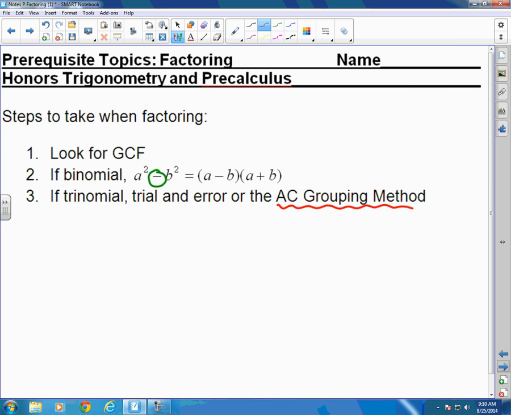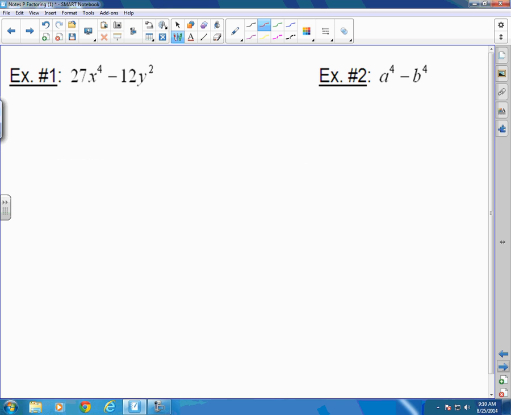So if you look at the next 6 examples, the first one we have is 27x to the 4th minus 12y squared. It has 2 terms, so we would want to think about the difference of 2 squares here. The other thing that we want to think about is that it does have 2 terms, but maybe it has a greatest common factor. So if we look at 27 and 12, the biggest number that both of those have in common is a 3.